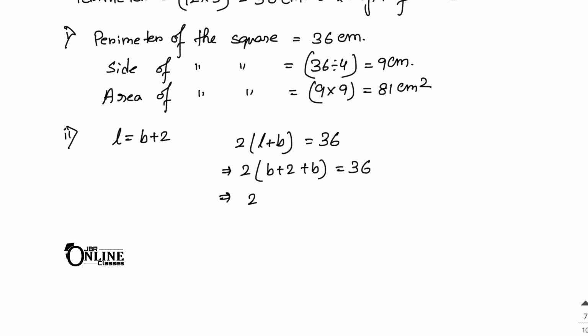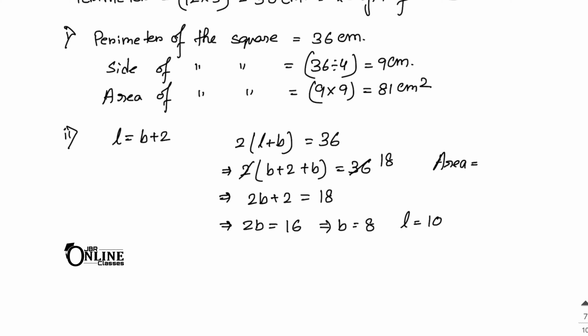So here 2b plus 2, that equal to 18, because 2 cancel out with 36, it becomes 18. So here 2b equal to 16, and from that breadth equal to 8. So as breadth equal to 8, length equal to 10. So area of the rectangle equal to here 8 into 10, that means length into breadth, so 80 centimeter square. Okay, so that is your final answer.